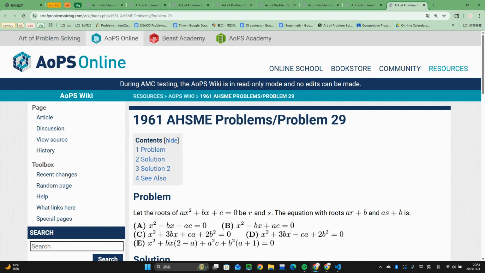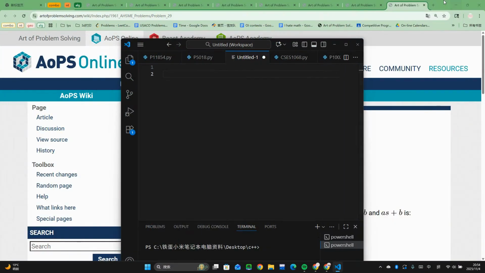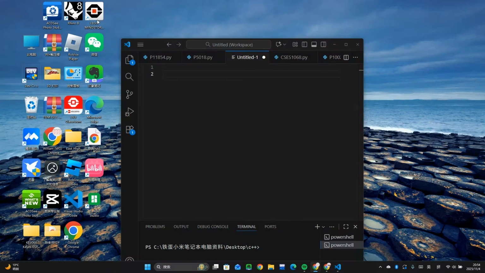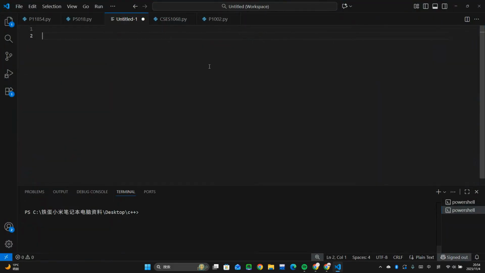I would say one of the solutions to this problem is quite easy and you all should know it, but the other one is a little bit, at least I didn't know it. So first of all, this is definitely solvable with some common knowledge of Vieta's formula, which should I even go over that? Yeah, I'll go over some Vieta's formula. Okay, here's our scratch paper with VS Code.